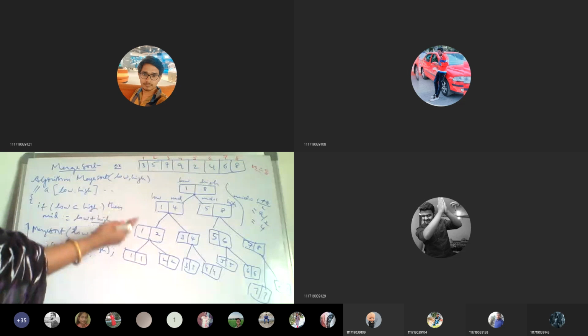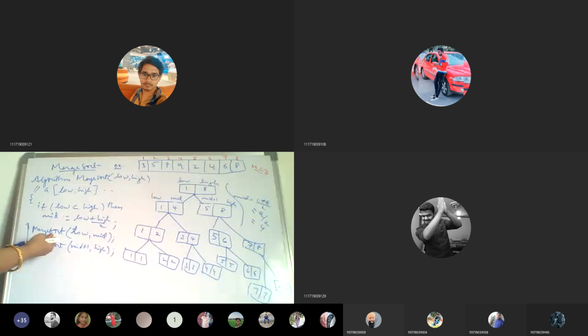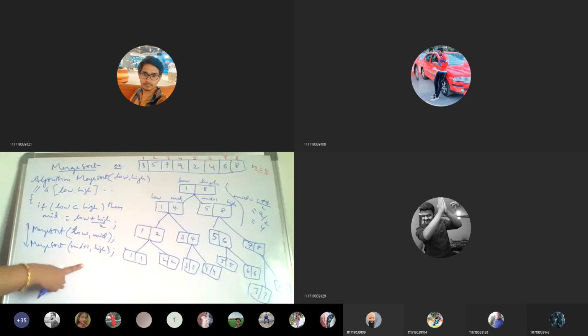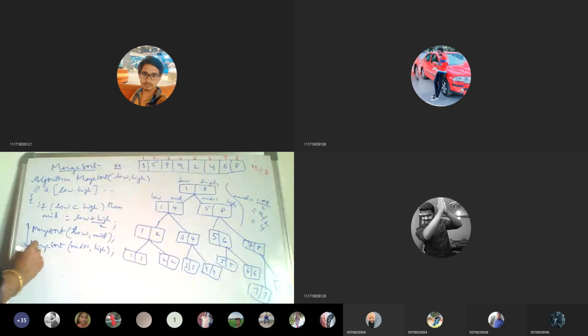Okay. So once the merge sort algorithm is recursively called and you reach the lowest point, what we have to do? We have to combine the solutions back to get the solution for the main problem. Okay, so in order to combine that, what algorithm have we learned? It is nothing but merge, low, mid and high.